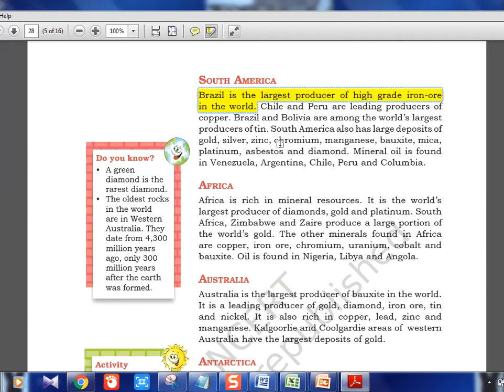So if you see, gold, silver and all is available almost everywhere. Copper is there, mica is there, iron ore is there. These are things which are present almost in every continent, okay. Every country might not have it, but every continent has it.